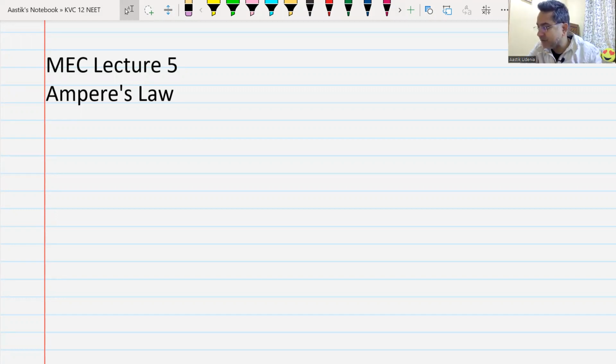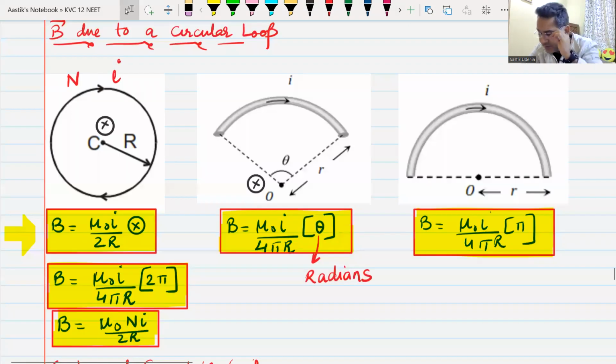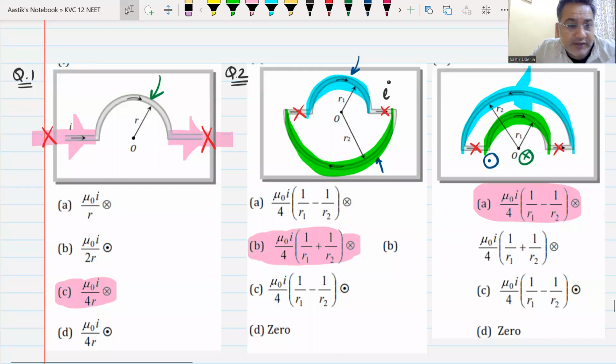In the previous class, we had seen the magnetic field due to a circular loop. We had seen how we can find the magnetic field due to a circular loop, and if it is not a full loop but a part of the loop, how we can find the magnetic field. We had also seen questions which are more likely to come, and we had solved all of these questions.